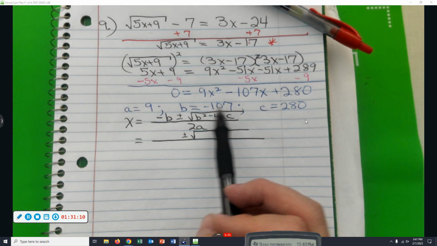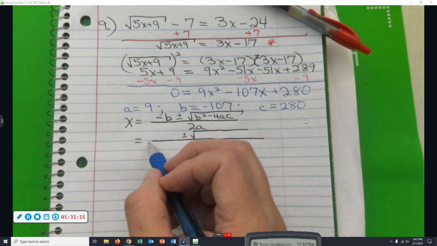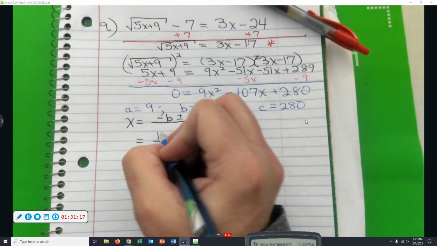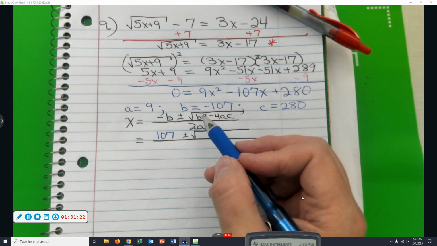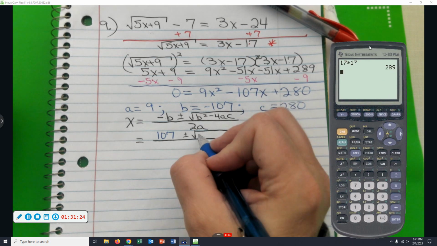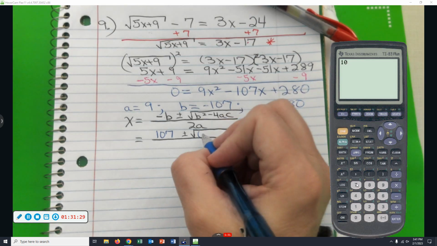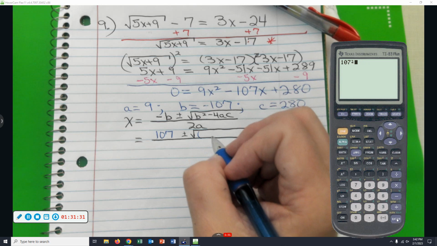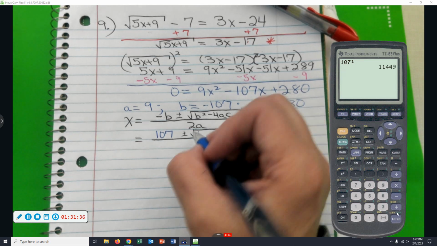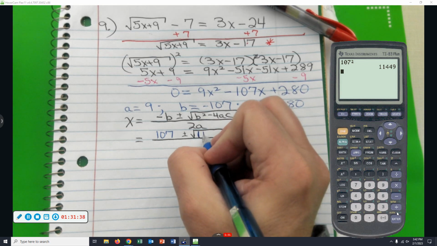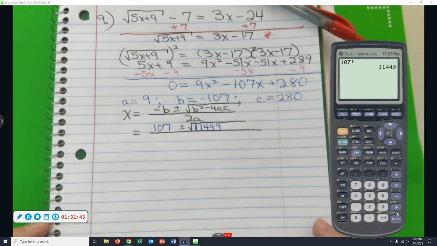Negative b. We want the opposite of negative 107. What am I going to write here? Positive 107. B squared, normally I just do that in my head, but this time I'm going to write it. Oh, you're here with the calculator. 107 squared is 11,449. Can y'all read that? Is that clear?